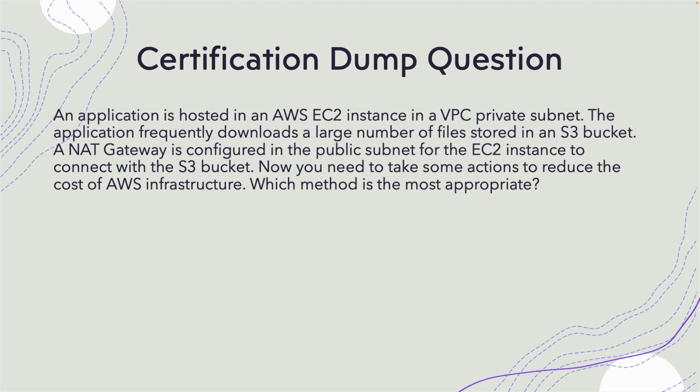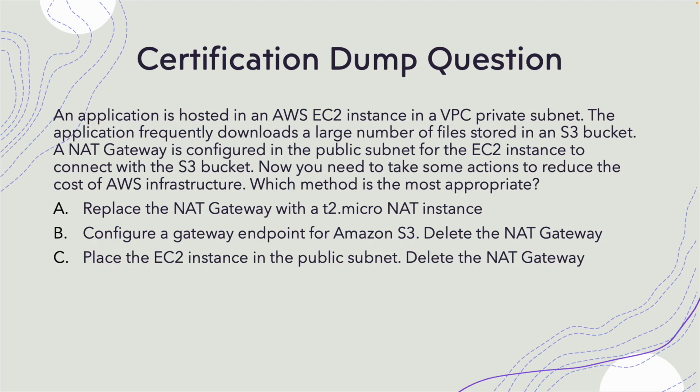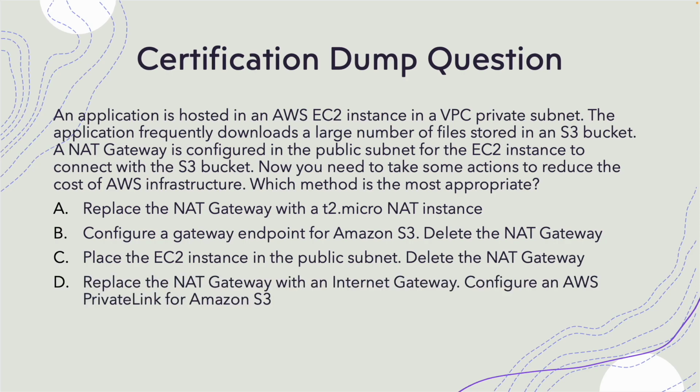Option A. Replace the NAT gateway with a T2.micro NAT instance. Option B. Configure a gateway endpoint for Amazon S3. Delete the NAT gateway. Option C. Place the EC2 instance in the public subnet. Delete the NAT gateway. Option D. Replace the NAT gateway with an internet gateway. Configure an AWS PrivateLink for Amazon S3.